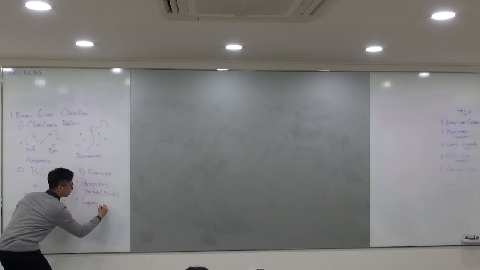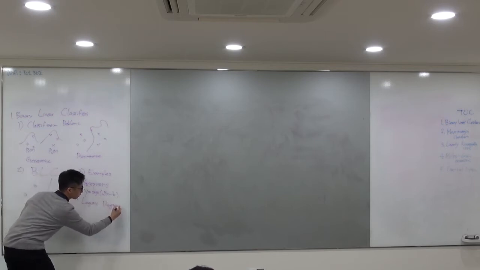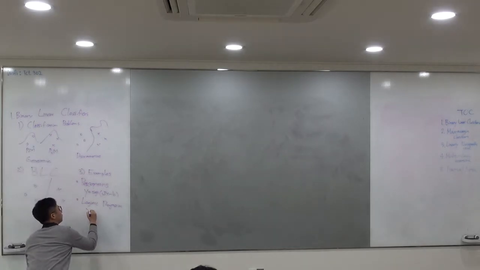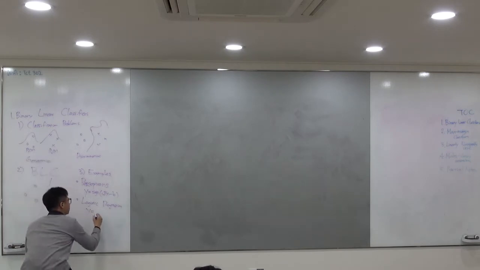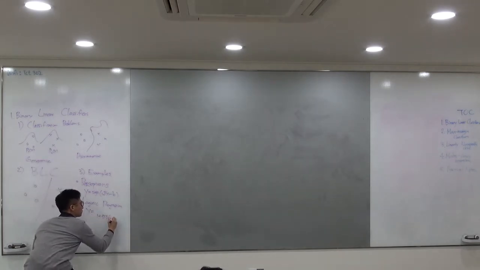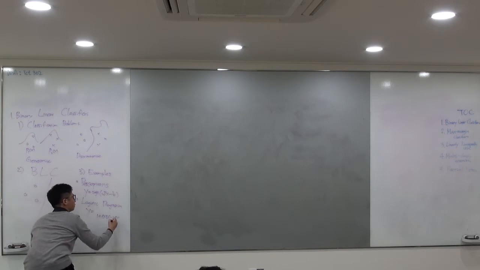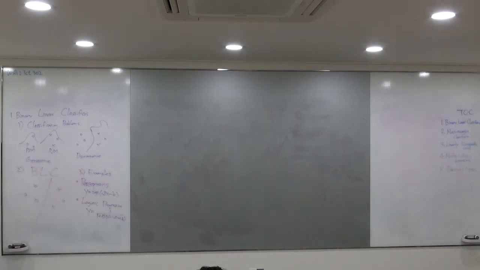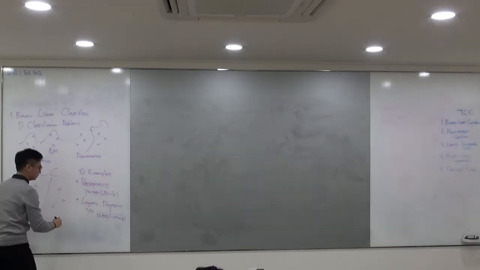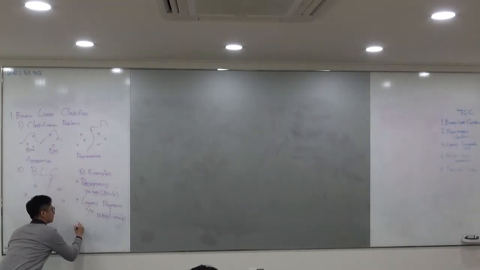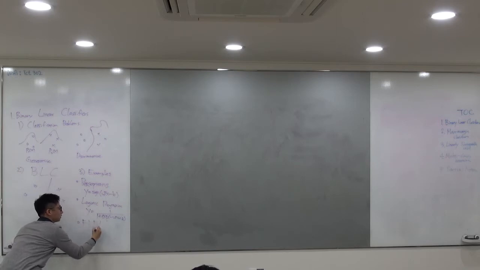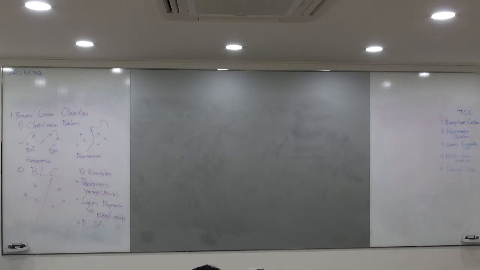The other one may be logistic regression, and Fisher's linear discriminant analysis. Such examples are all linear classifiers which aim to find a linear boundary separating classes.